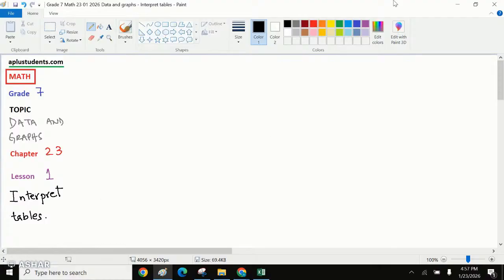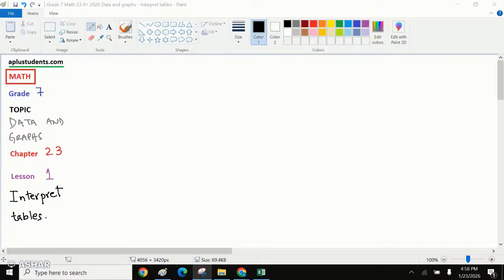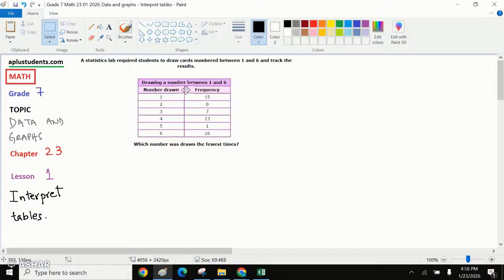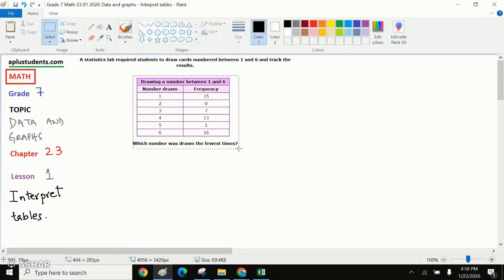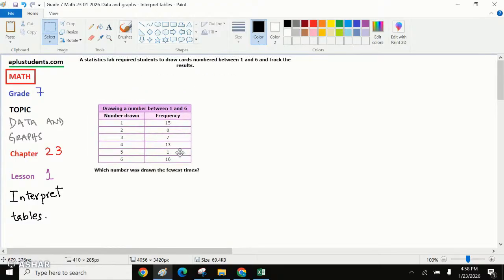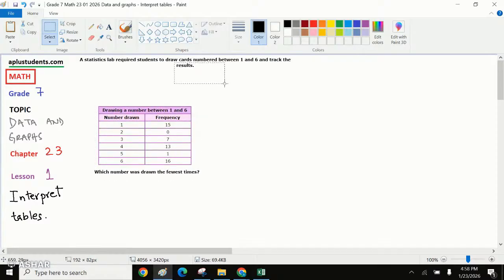So let's go to the website. Grade 7 topic, chapter number 23, lesson number 1. And let's see what we have as the first question. There is a grid given to us, and I'll just copy the question. Okay, this is the given question for us. Just a moment, let me just realign this.